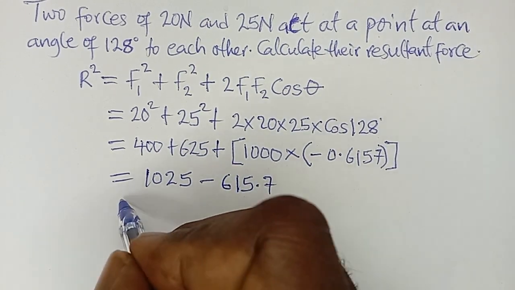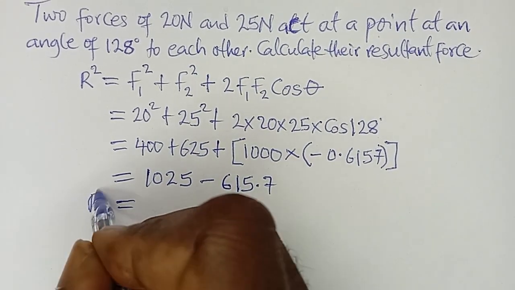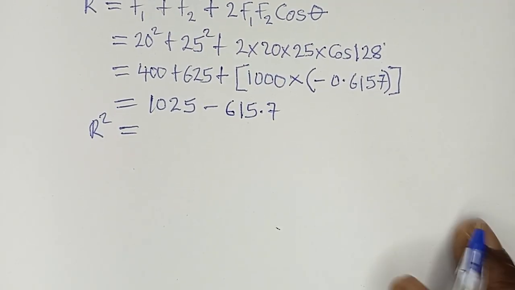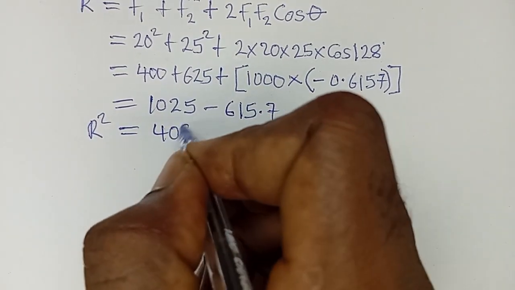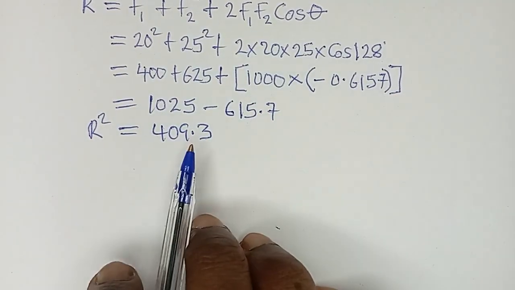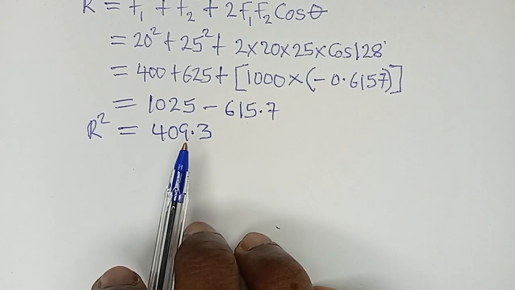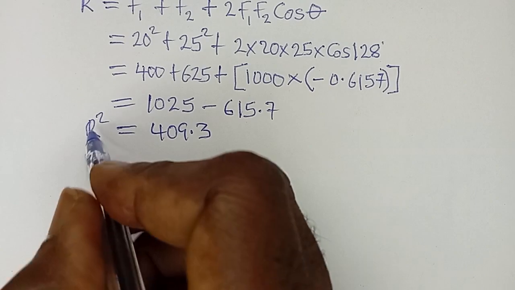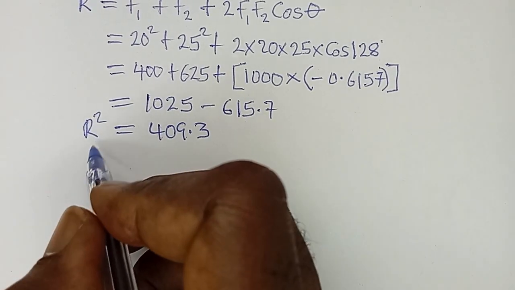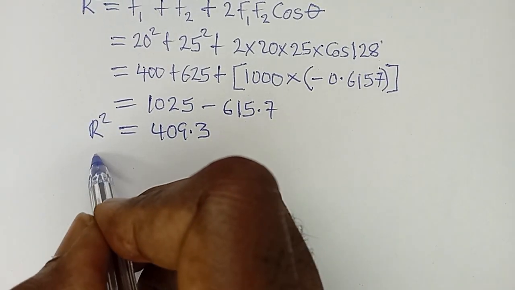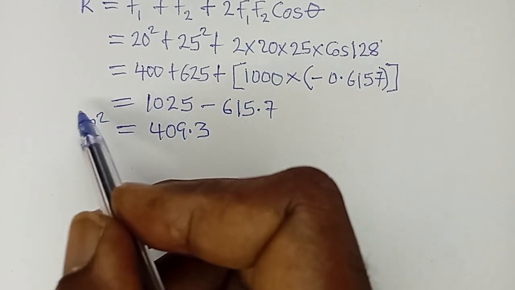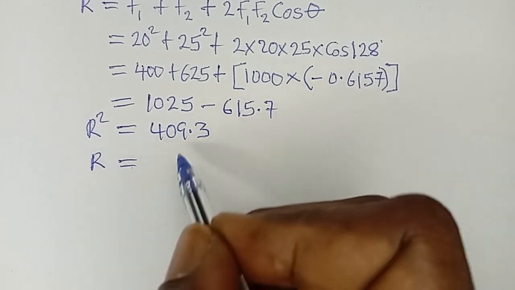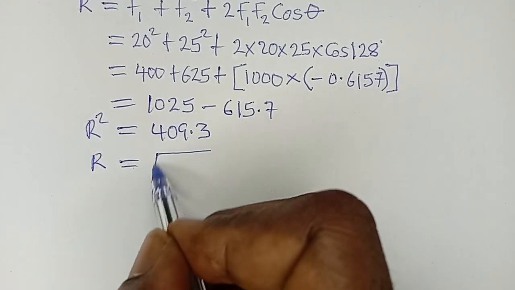and that will give me 409.3. So I now have R square as 409.3. So for me to get the value of R now, I'm going to take the square root of both sides. So if I take the square root of R square, it's simply going to give me R. Don't forget, this square takes care of the square root sign. So I'm left with R, and that will be equal to the square root of this side. Don't forget, I'm taking the square root of both sides.